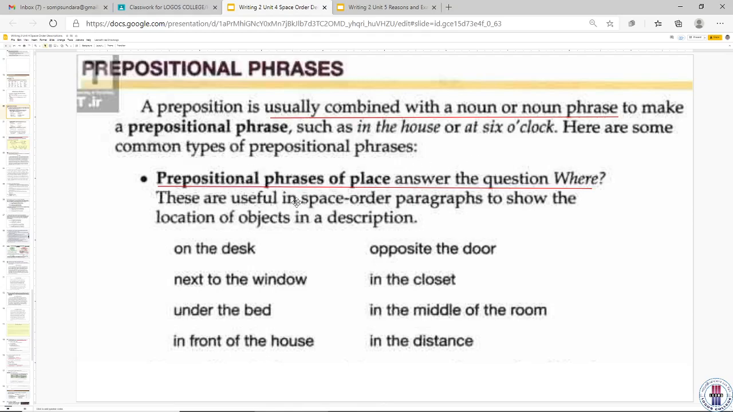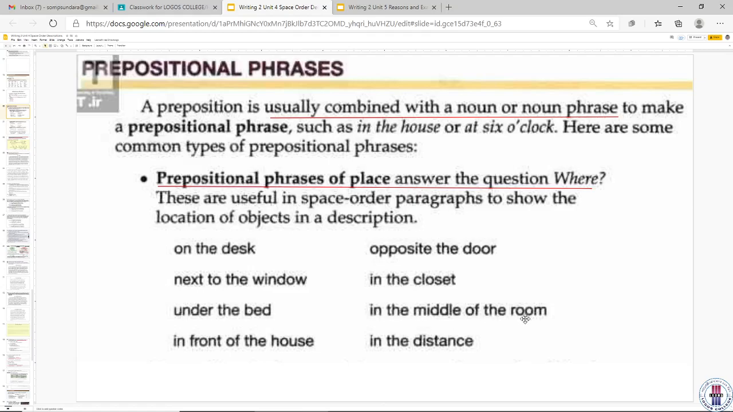They want to look at some common types of phrases. There's prepositional phrases of place. So these answer the question where, a location, where is it? And these are useful. If you remember this unit, we talked about space order, describing the location of things in a room, right? On the desk, next to the window, under the bed, in front of the house. Notice they all have nouns, right? Nouns, nouns, nouns, nouns. So all these, this on is a preposition. The noun phrase is the desk. Together, it makes a prepositional phrase. Right? In is a preposition.